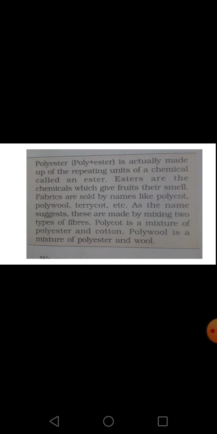As the name suggests, these are made by mixing two types of fibers. So from this we can understand that these are all made by joining two types of fibers: polycot is polyester plus cotton, polywool is polyester plus wool, terrycot is terylene plus cotton. So that is more about this polyester.